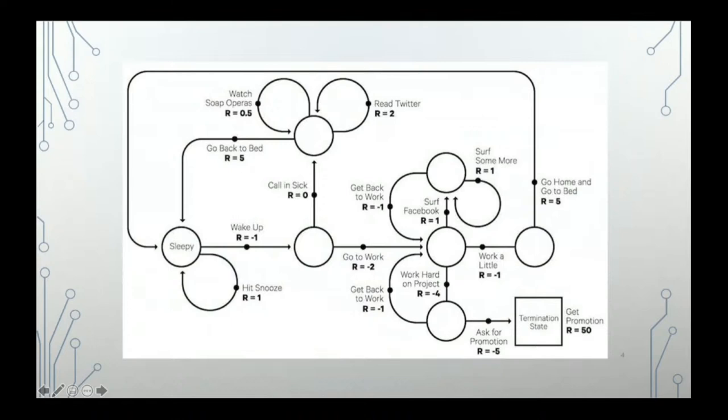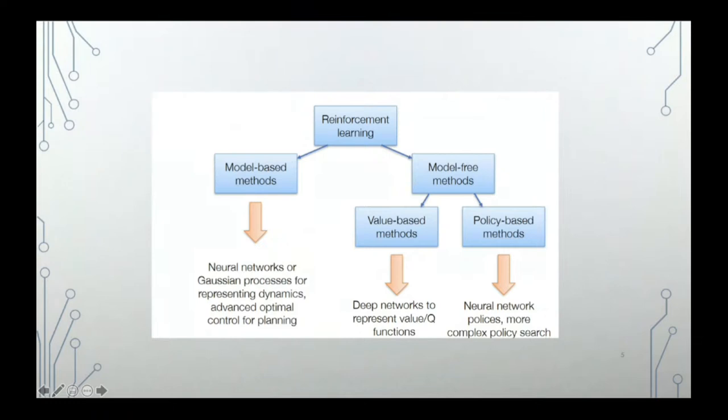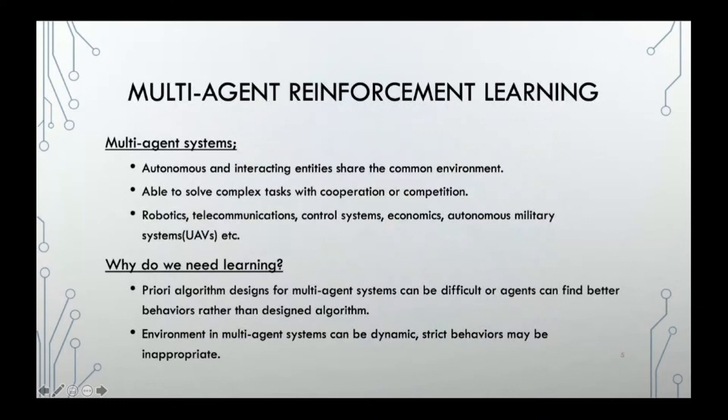For categorizing reinforcement learning methods, there are basically two types: model-based and model-free methods. In model-based methods, we know the transition probabilities and rewards, and we can use dynamic programming directly. In model-free methods, we don't know the transition probabilities and the next rewards, which is more realistic. Here we can divide model-free methods into value-based and policy methods as well. Okay, that's enough for the background. Let's continue with multi-agent reinforcement learning.